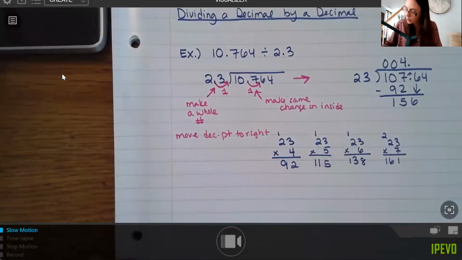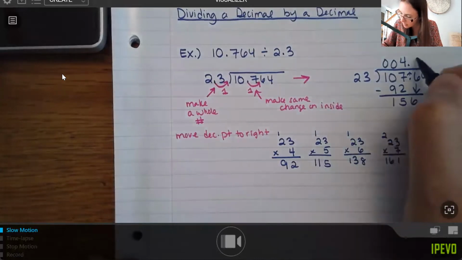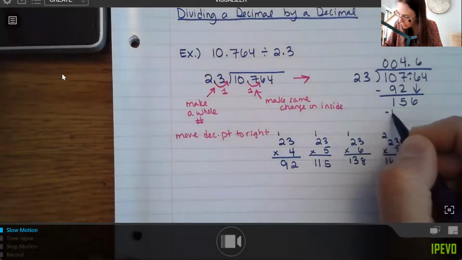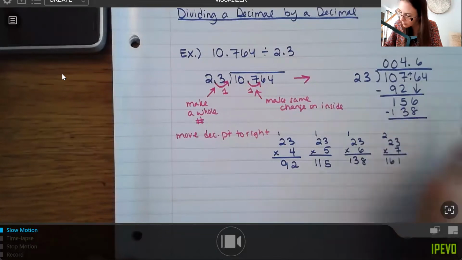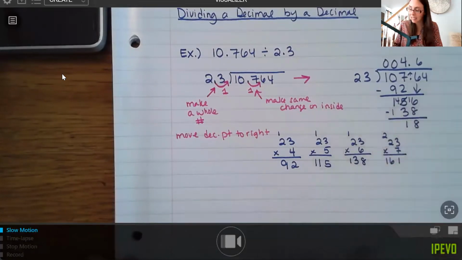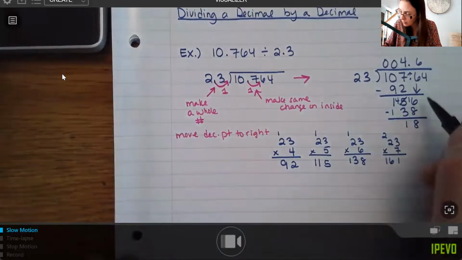So I'm going to use the next one, which is 6. And that is going to be 138. I'm going to go ahead and here subtract, and I have 18. I'm going to bring down that 4.